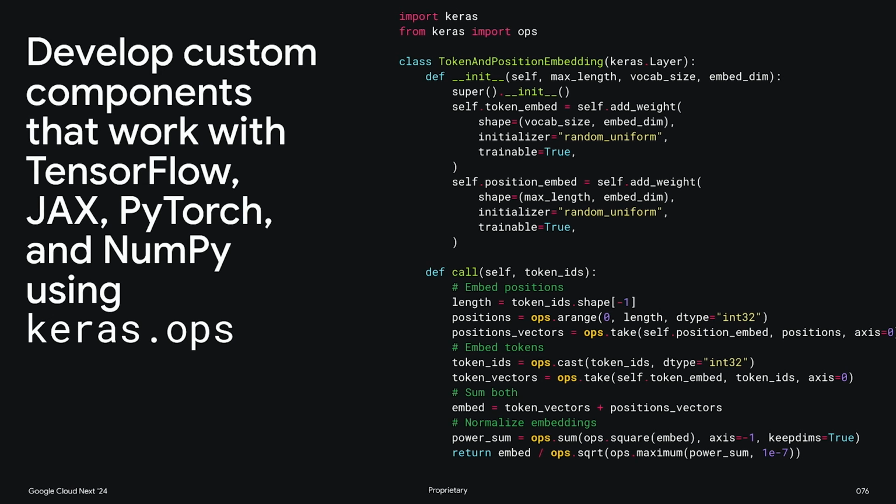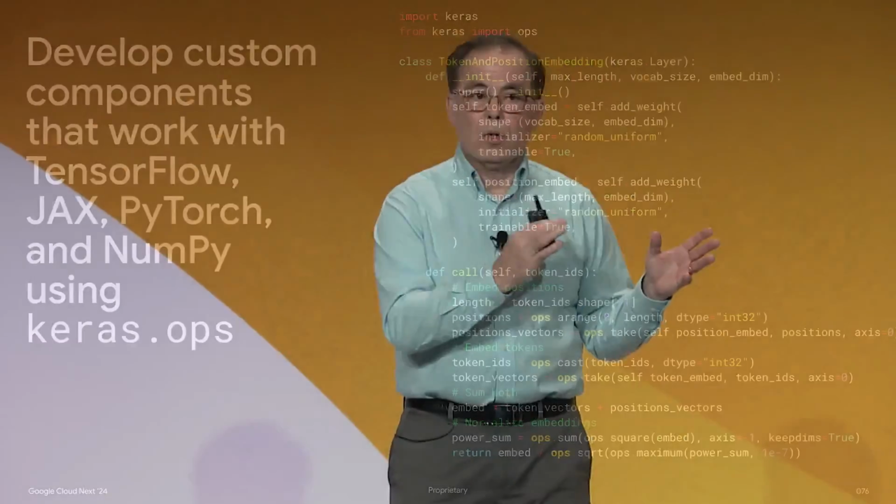So this is using Keras ops right here. We're creating a class, a module, token and position embedding. We're going to use Keras ops. And what that will allow us to do is, once we've created this module, we can use it in a TensorFlow model or a JAX model or a PyTorch model. So we can create modules like this in Keras and use them across different frameworks. If you're creating a code base of libraries, this becomes pretty nice.